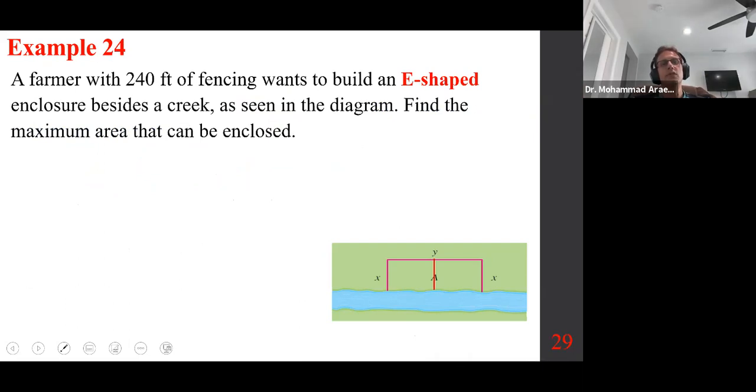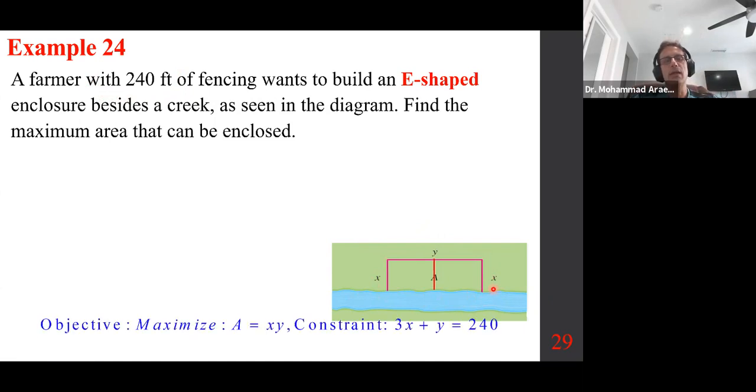A farmer with 240 feet of fencing wants to build an E-shaped enclosure beside a creek, as seen in the diagram. Find the maximum area that can be enclosed. It's important to have the setting, everybody. If X and Y are not there, you want to put them there. So the objective is to what? Maximize the area, X times Y. And we have only 240 feet of fencing, which is 2X plus 1Y, because one side doesn't need it.